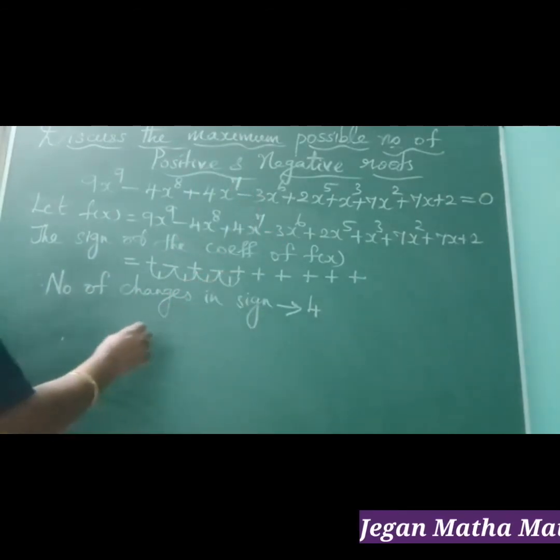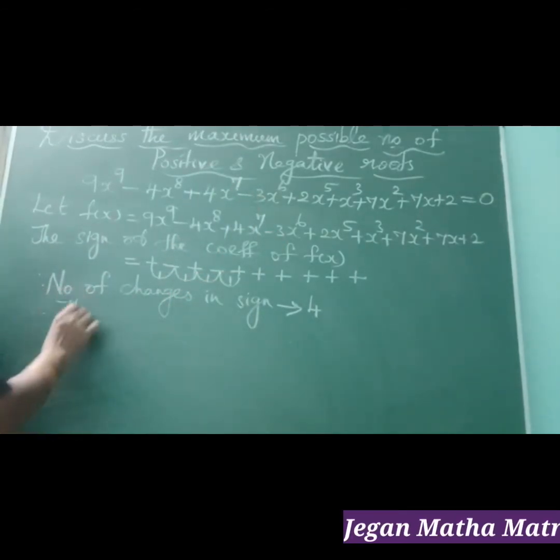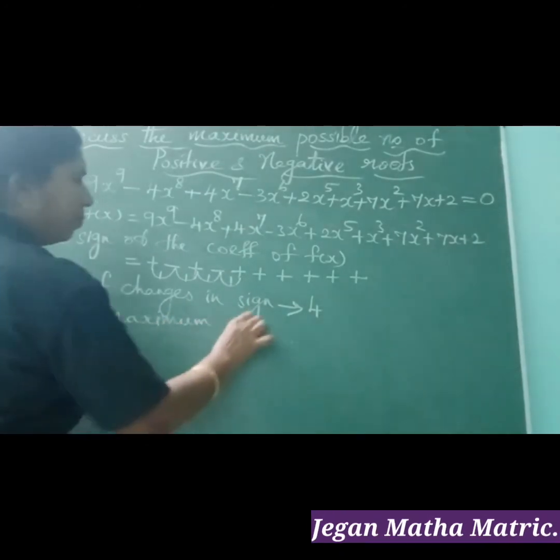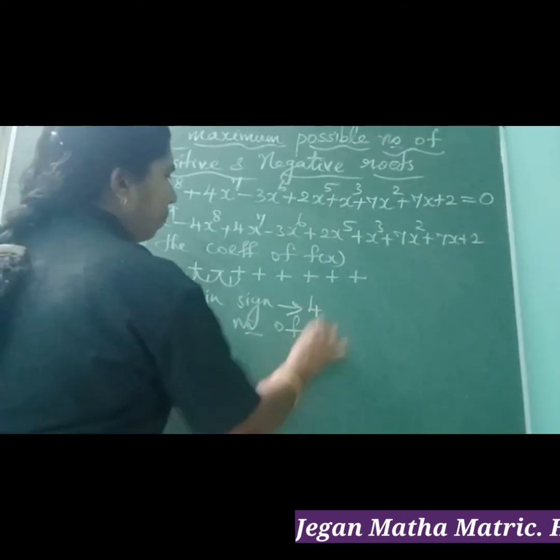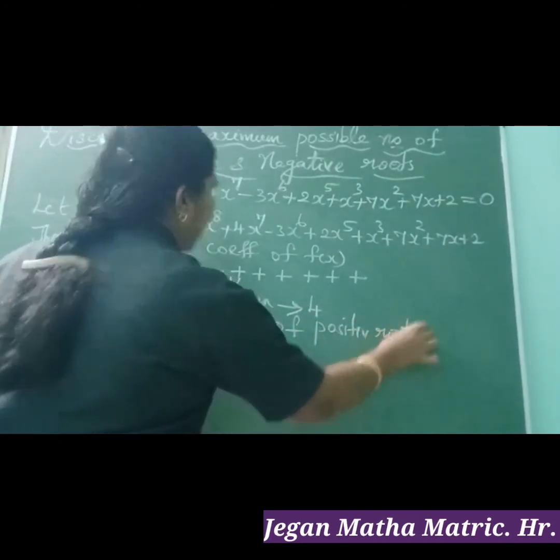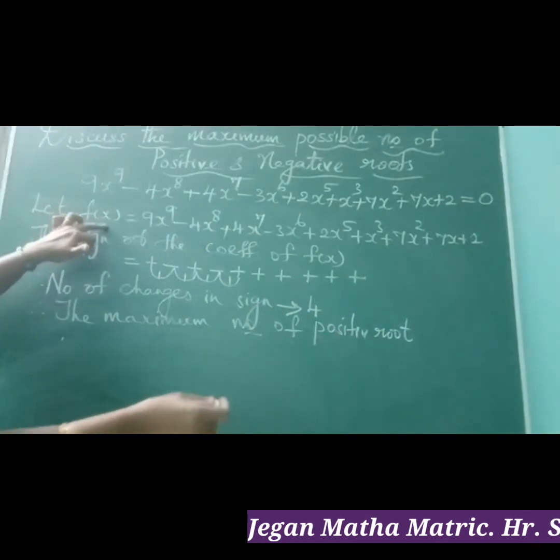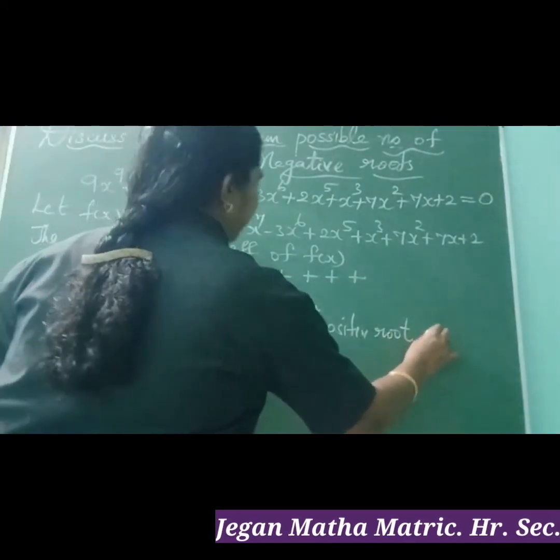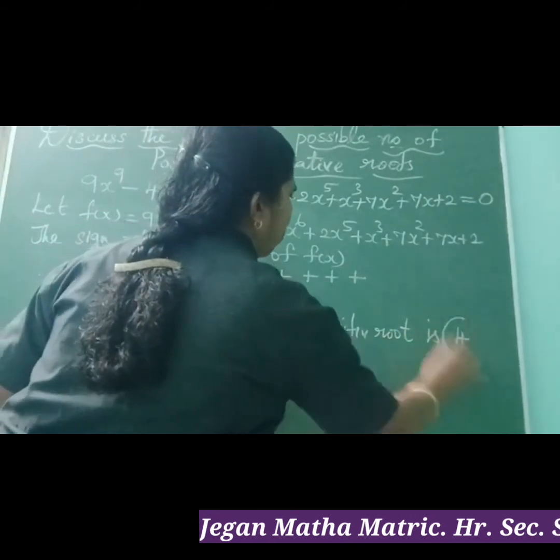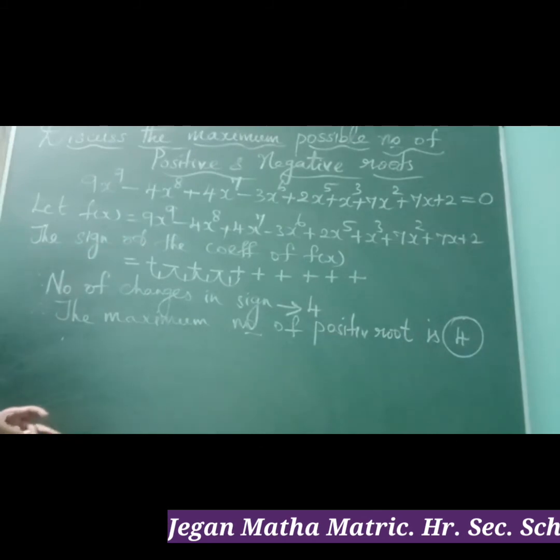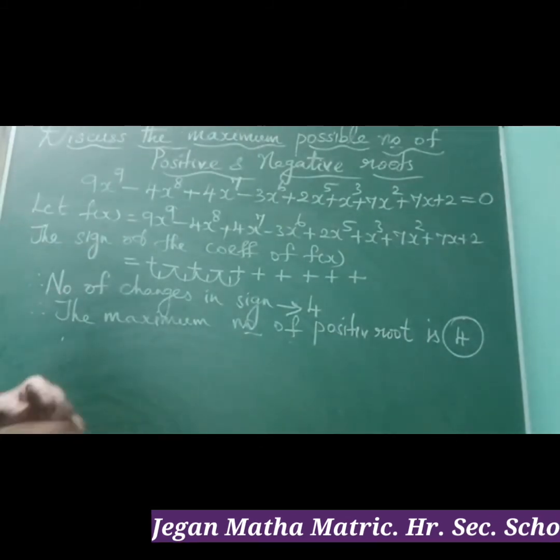Therefore we can write the maximum number of positive roots. Since we are taking f(x), we have to consider the positive roots. The positive roots are 4. Same way, now we have to find out the number of changes with f(-x).